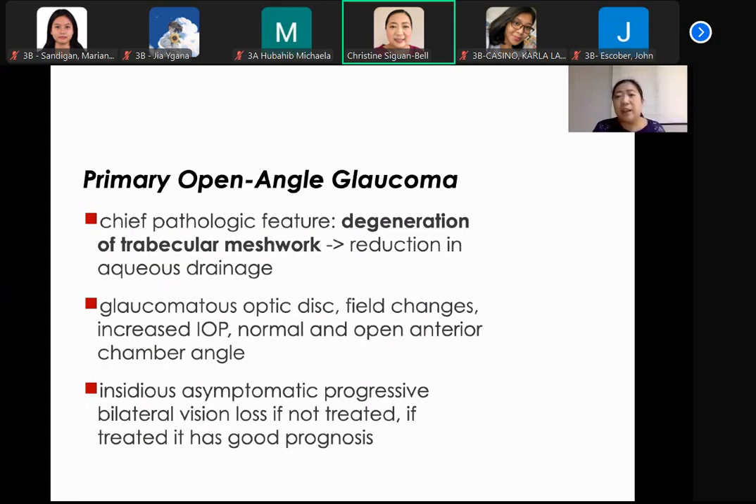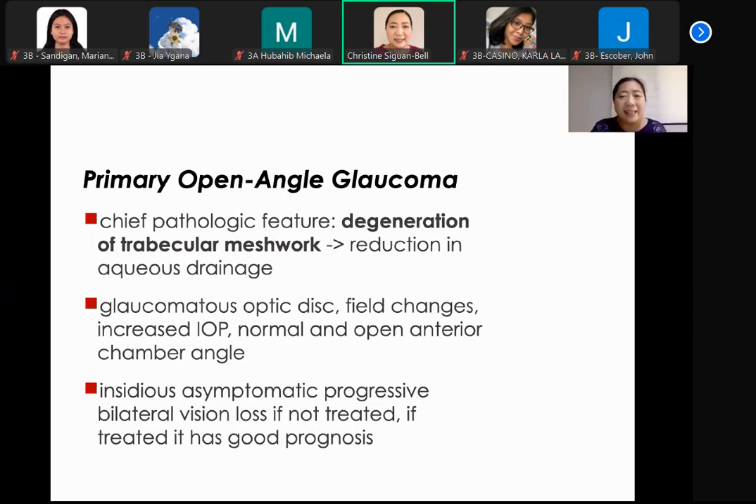Now, this will result in an increase in the intraocular pressure and will result in glaucomatous optic discs, visual field changes, increased intraocular pressure, and an open anterior chamber angle. So again, it says primary open angle. So the angle should be open in this type of glaucoma.